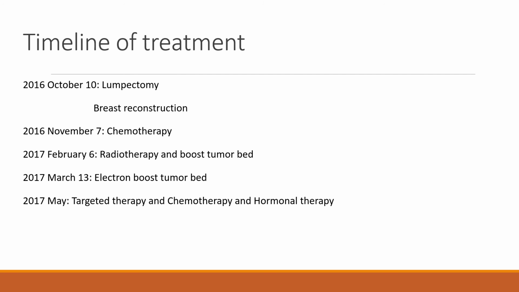Here shows the treatment timeline of this patient. It follows the common breast cancer management for premenopausal patients. First, the patient underwent lumpectomy and breast reconstruction. Next, chemotherapy was prescribed, followed by radiotherapy, and finally, target therapy, chemotherapy, and hormonal therapy were prescribed.